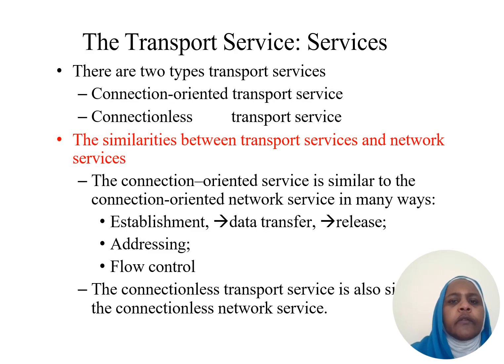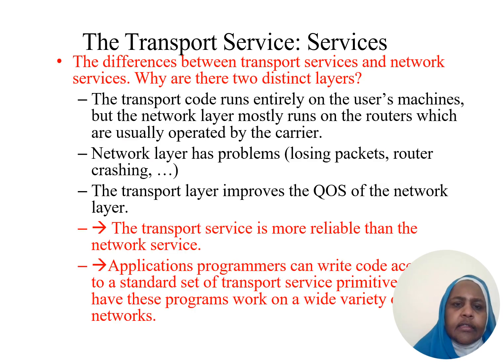There are two types of transport layer services, connection-oriented and connection-less services. There are similarities between the transport layer services and the network layer services. The connection-oriented service is similar to the connection-oriented service in the network, where the connection is established, data is transferred, and the connection is released. It has addressing and flow control. The connection-less transport service is also similar to connection-less network service. So why is there redundancy?